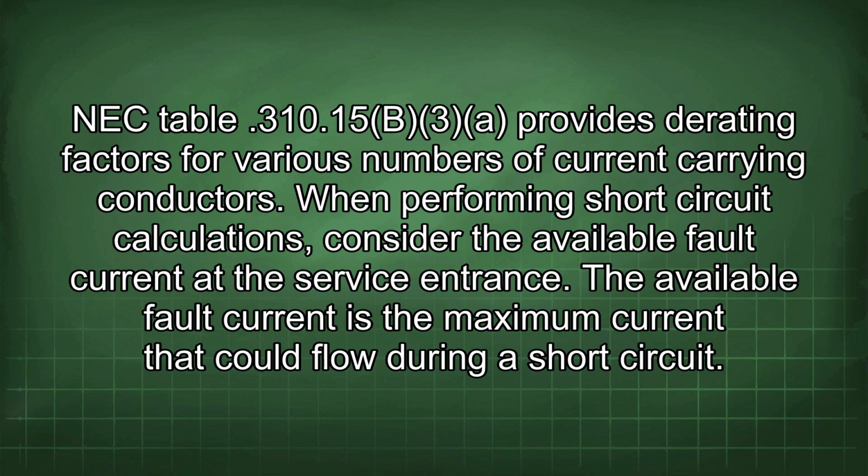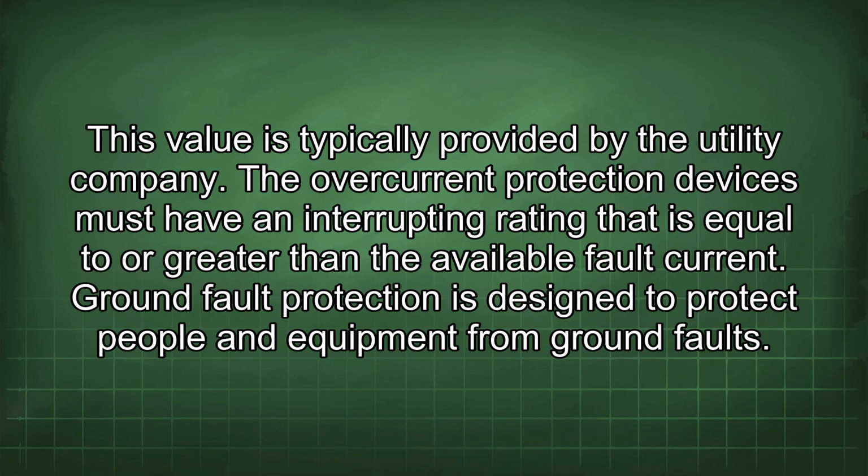When performing short-circuit calculations, consider the available fault current at the service entrance. The available fault current is the maximum current that could flow during a short circuit. This value is typically provided by the utility company. The overcurrent protection devices must have an interrupting rating that is equal to or greater than the available fault current.